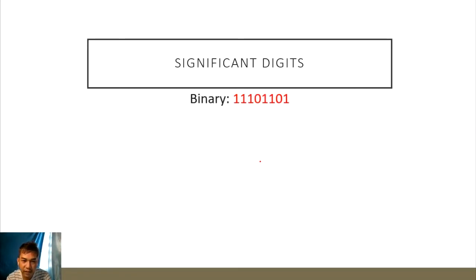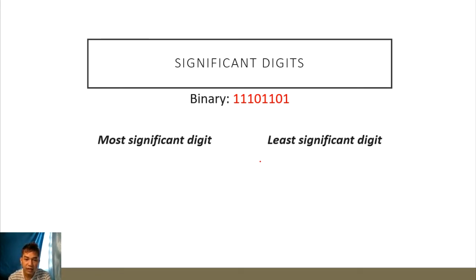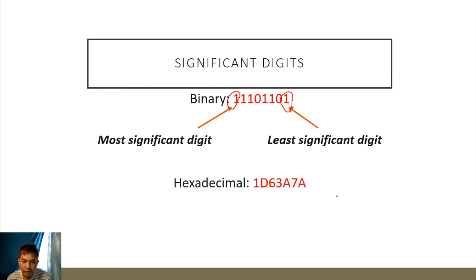Okay. So, we have the significant digits. So, meron tayong tinatawag na least significant digit and most significant digits. So, ang least significant digits, ito yung sa rightmost part. Okay? At tapos, sa most significant digits naman, ito yung nasa leftmost part. So, another, we have hexadecimal. Ano dito ang least significant? Of course, ang A. Tapos, ang most significant is 1.